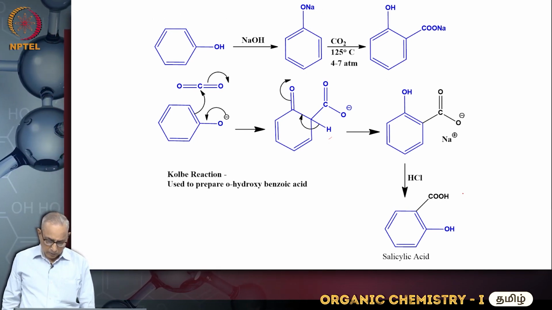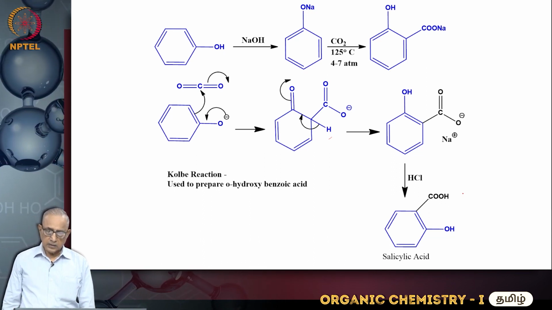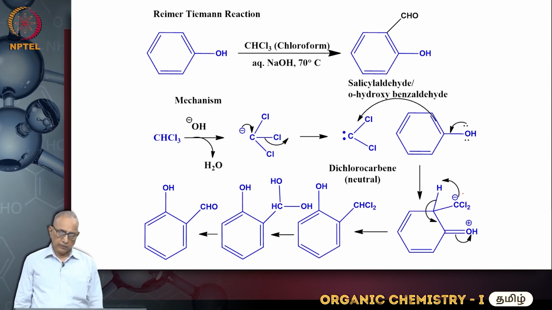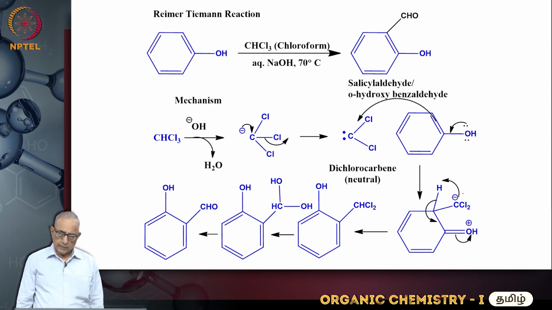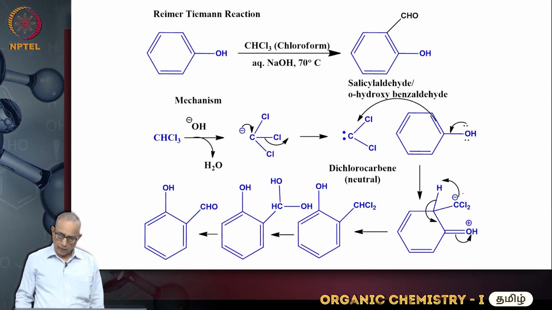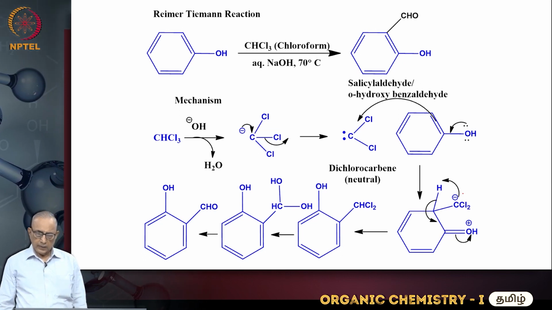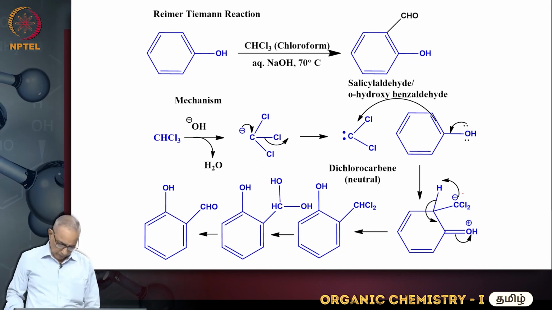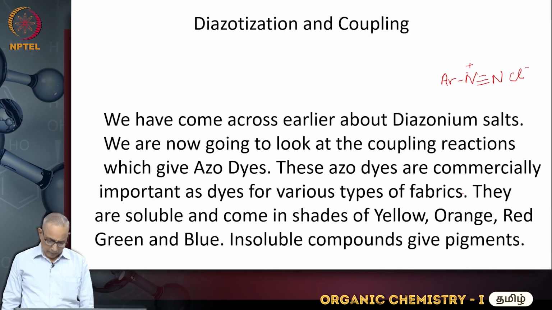benzoic acid, sodium salt. Acidification gives orthohydroxy benzoic acid, which is salicylic acid. In the Reimer-Tiemann reaction, you take phenol, chloroform and base. This forms carbene. Carbene reacts with the ortho position of the phenol ring and then it forms CHCl2, which hydrolyzes and forms the aldehyde, orthohydroxy benzaldehyde.